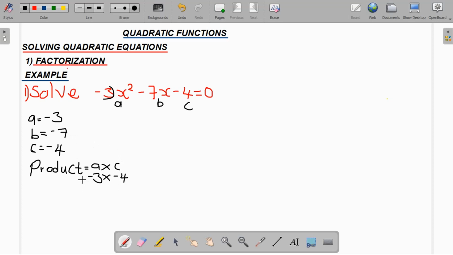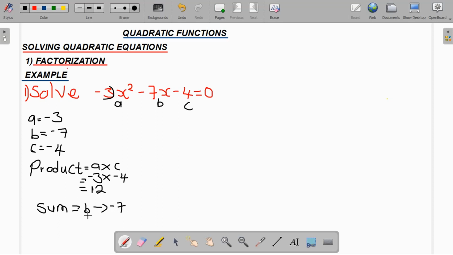When you multiply this times that, it will give us 12. So that is our product. After coming up with our product, we're going to come up with our sum. So the sum in this case, we just get the coefficient on b, which is negative 7.